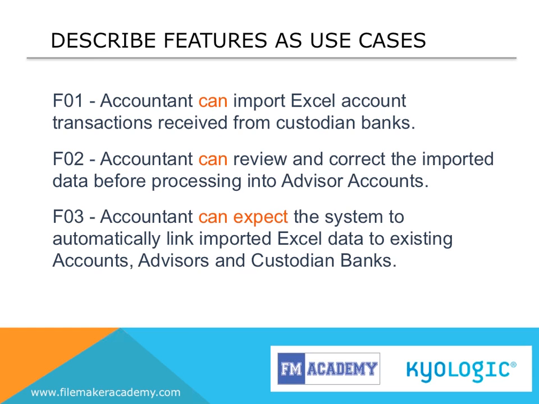So an example: accountant can import Excel account transactions received from custodian banks. Accountant can review and correct the imported data before processing it into advisor accounts. Accountant can expect, this is the system now, what they expect back, the system to automatically link imported Excel data to existing accounts, advisors, and custodian banks. And so you can see that's obviously a level of automation kind of statement.